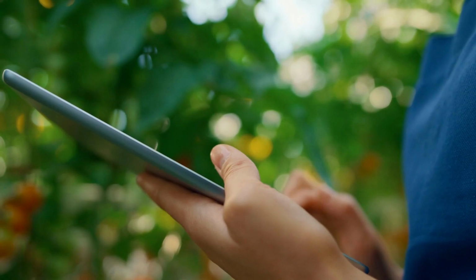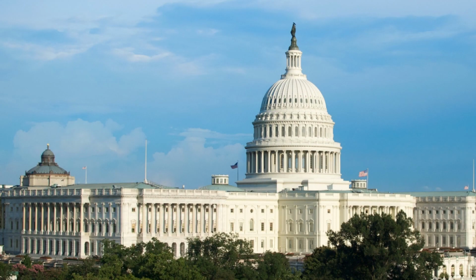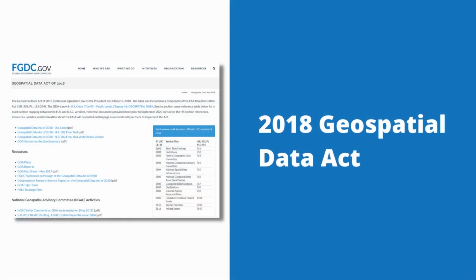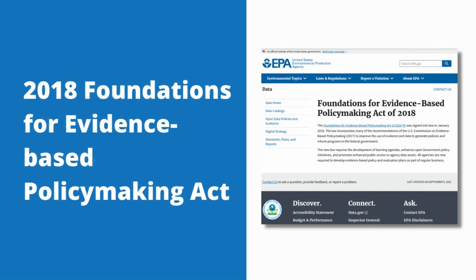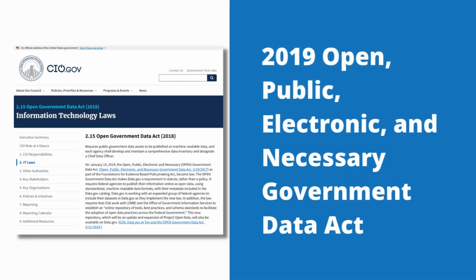Image of a man wearing rubber boots and standing in ankle-high water while holding a measuring tool into the water. Next is a video of a person on a tablet. Then an image of the United States Capitol in Washington, D.C. Federal case managers and their collaborators are expected to meet requirements of the 2018 Geospatial Data Act, the 2018 Foundations for Evidence-Based Policymaking Act, and the Open, Public, Electronic, and Necessary Government Data Act of 2019 as they prepare and share data and metadata with the public.